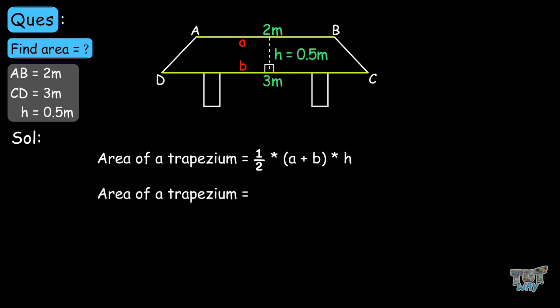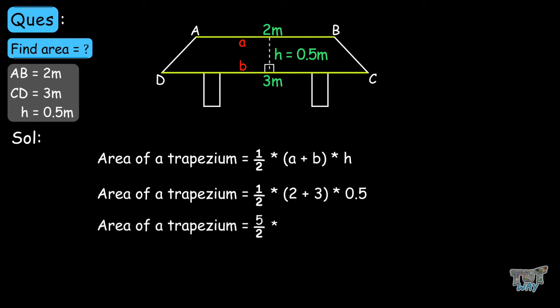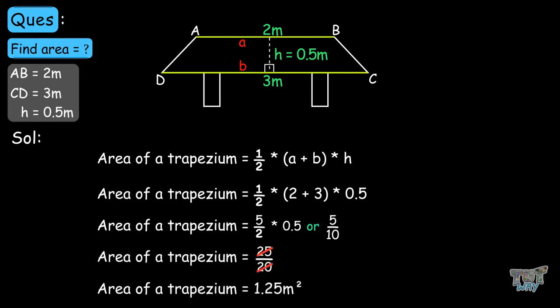So area is half multiplied by 2 plus 3 times 0.5. That equals 5 over 2, or 5 over 10. Therefore, the area is 1.25 meters squared.